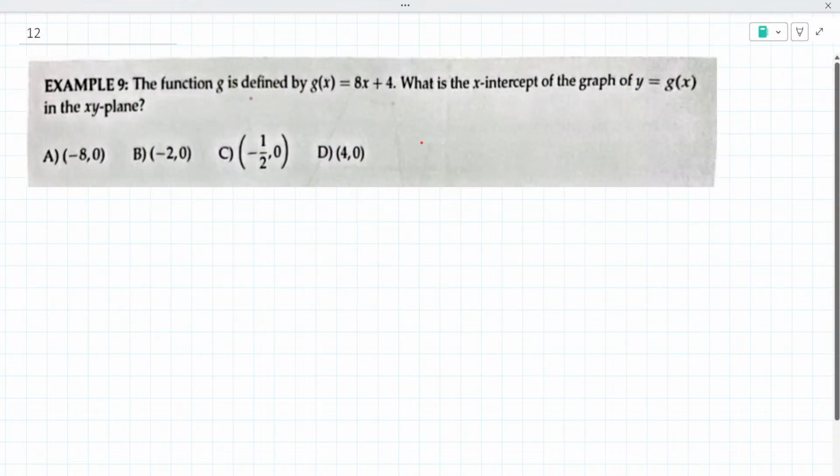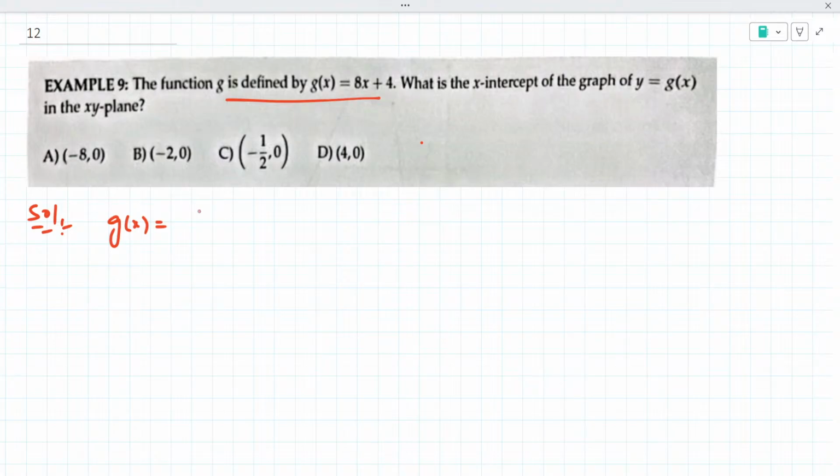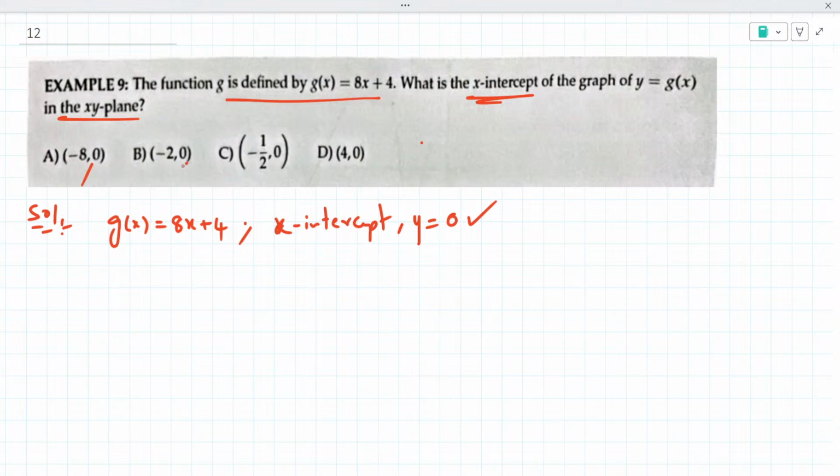So here the function g is defined by g of x equals 8x plus 4. What is the x-intercept of the graph of y equals g of x in the xy plane? They are asking for the x-intercept. You need to understand, at the x-intercept, the y value equals 0. You can see all options have y value 0. You just need to get the x value. What is the value of x when y equals 0?